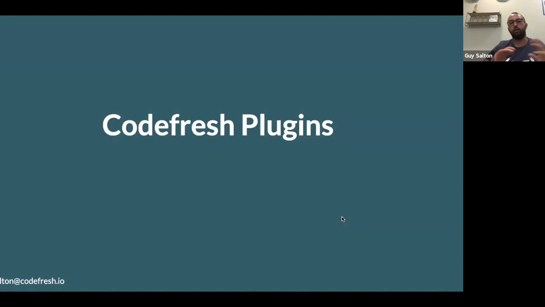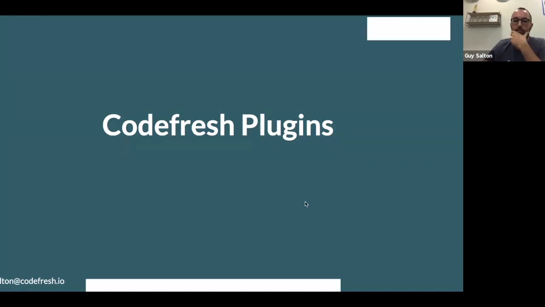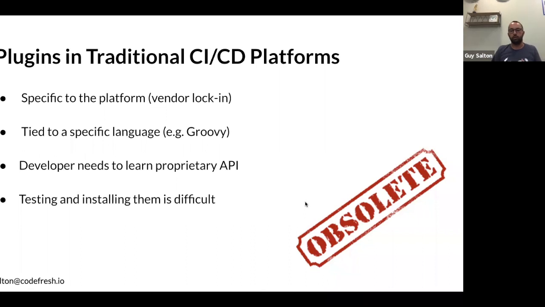just to talk generally about plugins, those of you who are familiar with Jenkins know that Jenkins is a strong tool because of its plugins. There's a lot of plugins, and you really need a lot of them to use Jenkins successfully. Now, the problem with plugins for tools like Jenkins is that they are specific for the platform, right? So you have vendor lock-in, and you have to work with the Jenkins API. They are tied to a specific language as well, so you have to know Groovy in the Jenkins case to develop plugins, and you also have to know how to test and install them.